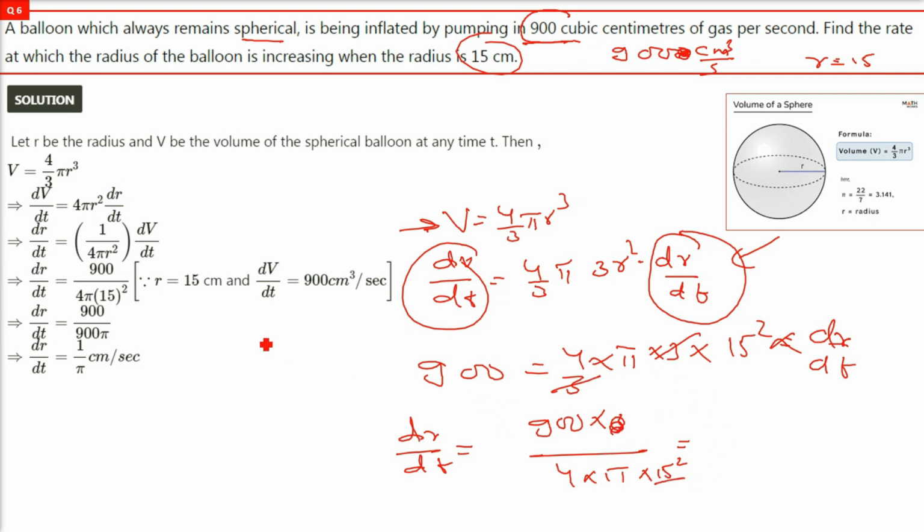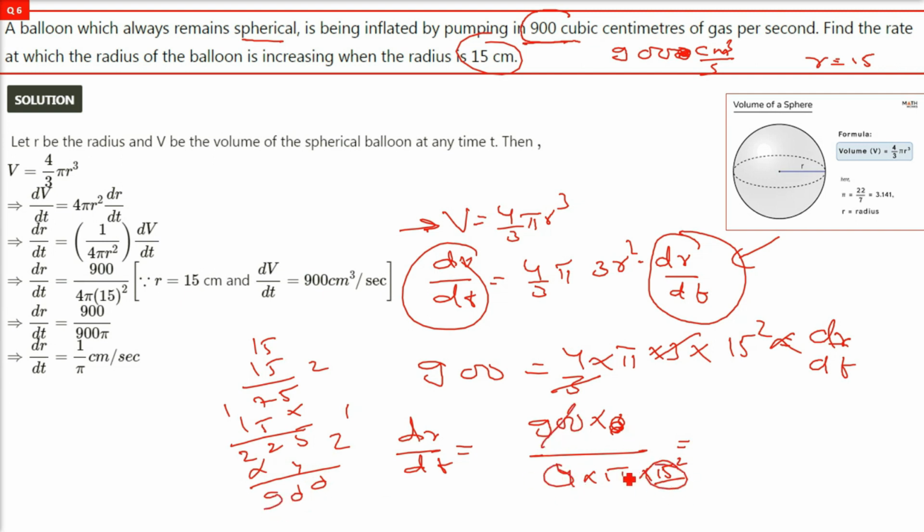So we have 15 into 15, which is 225. Into 4, you already know 225 into 2 is 450, 450 into 2 is 900. We already know, but just for the sake of completion, you need to show the examiner that I know this and I have computed this. On the right hand side, you can just find a small space to do all the computation. So this is the answer. Please remember it is centimeter per second because we are finding dr by dt.